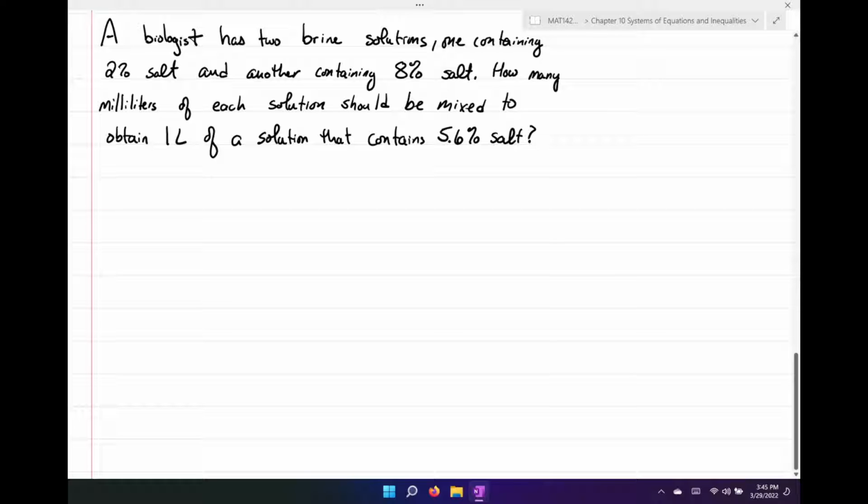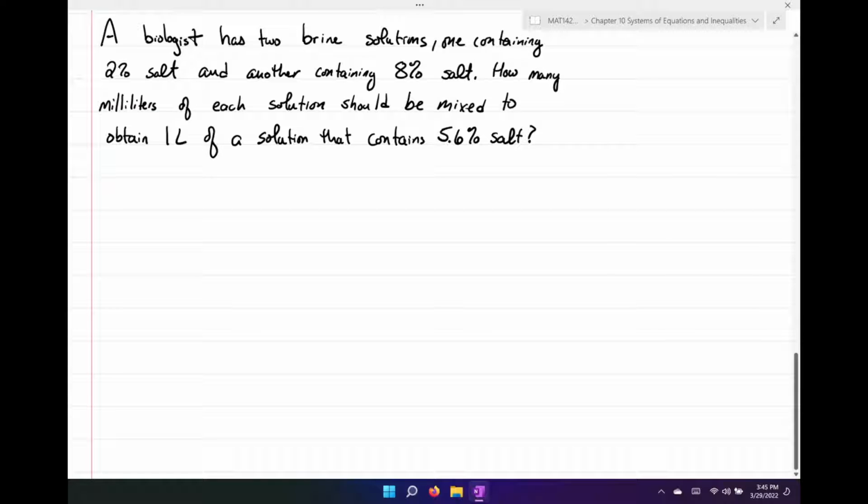If you want to go ahead and pause the video, you can write this down or you could just follow along with us. But here's the first one. A biologist has two brine solutions, one containing 2% salt and another containing 8% salt. How many milliliters of each solution should be mixed to obtain 1 liter of a solution that contains 5.6% salt?